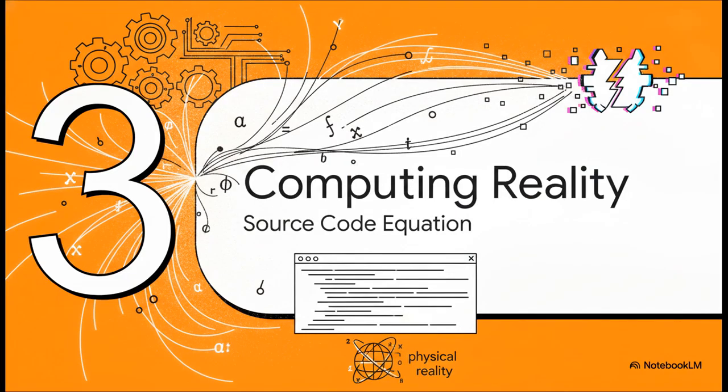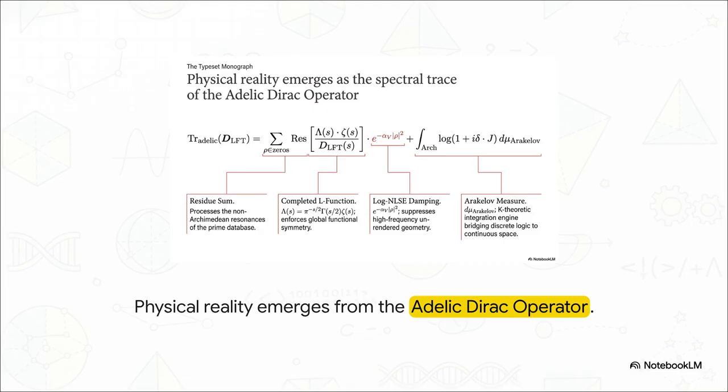Section 3. The equation computing physical reality. Now, what's absolutely crucial here is the trace formula for the Adelic Dirac operator. This isn't just a vague description of reality. This is the specific algorithm compiling it. Physical reality emerges directly as the spectral trace of this exact operator.